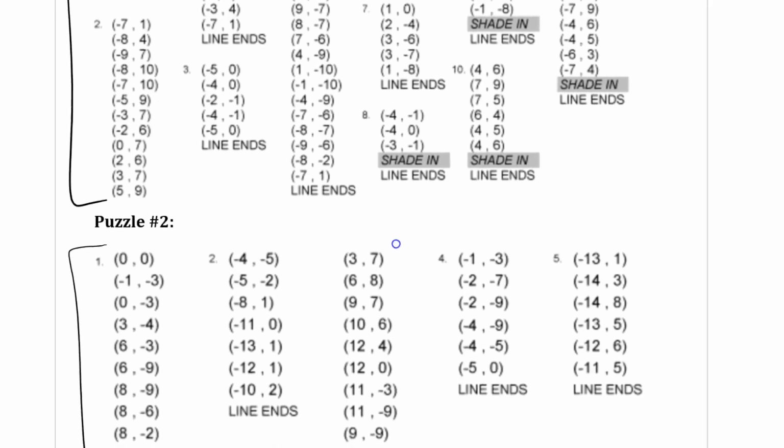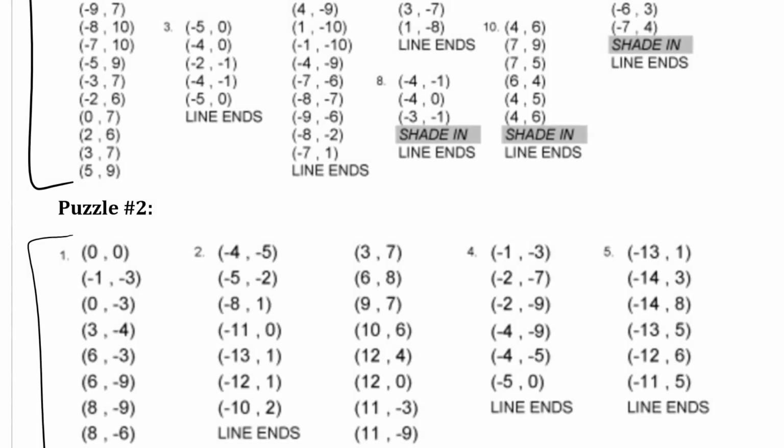Now, mastery checks on this kind of a skill will require you to get 100%. So you're going to have to get 5 out of 5 on this mastery check in order to move on, because it's such a fundamental skill to the rest of this graphing unit.